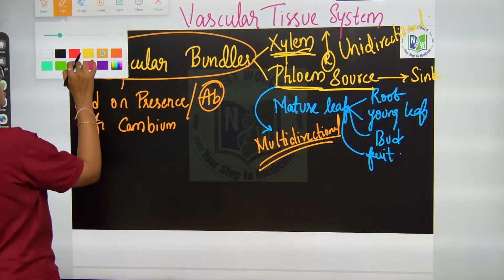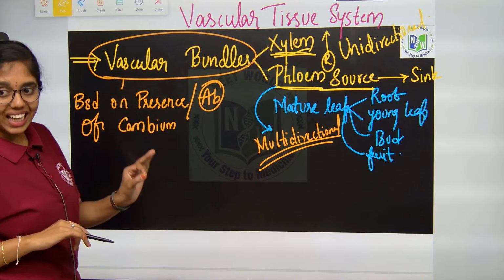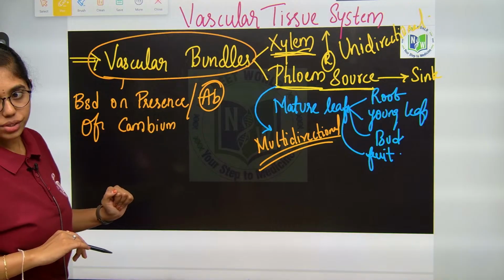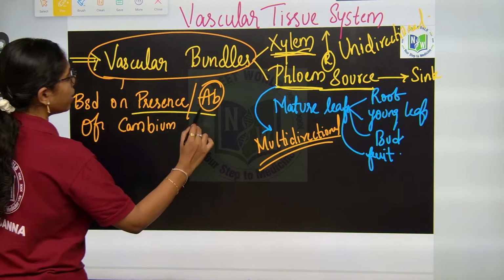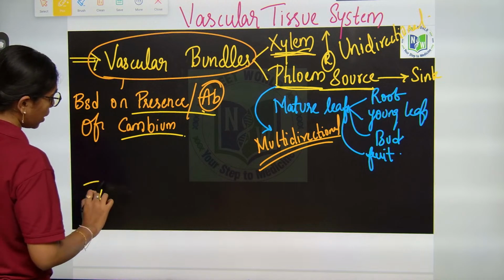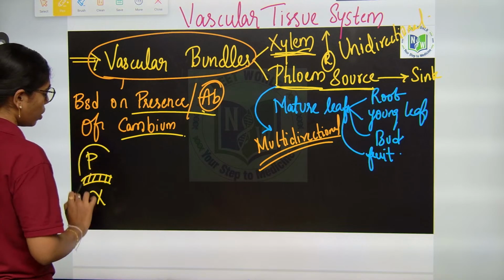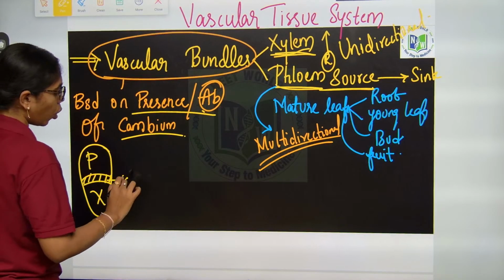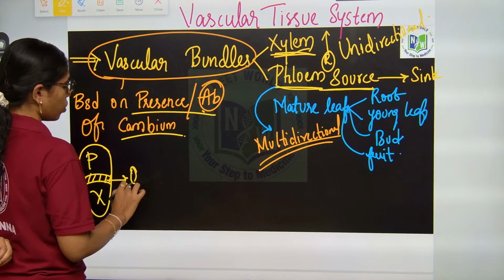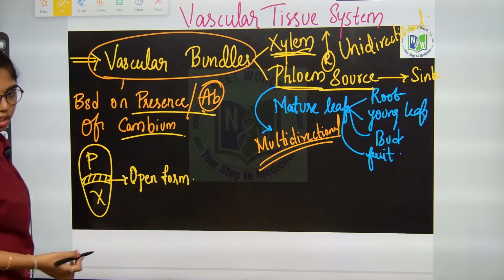Remember this thing, xylem will always be close to the pith region. It is present on the inner side, and phloem is towards the peripheral side, that is towards the pericycle. So here, due to the presence or absence of cambium: if there is a cambium in between xylem and phloem, this is called an open form of vascular bundle, open form of vascular system.